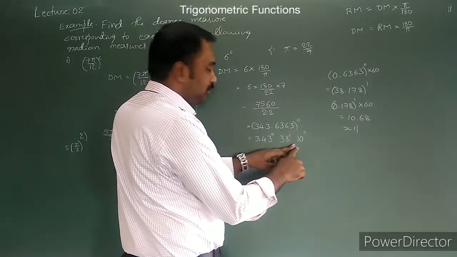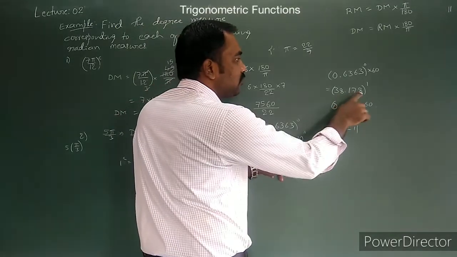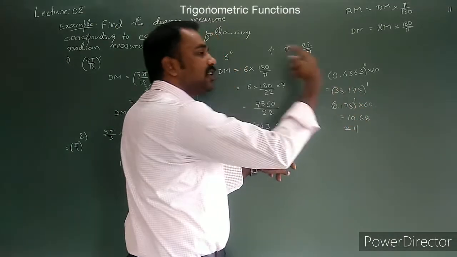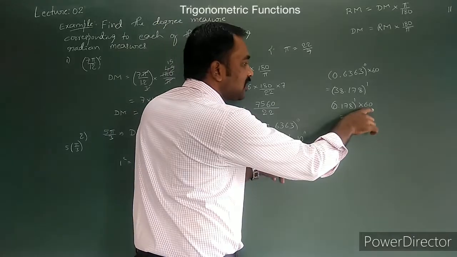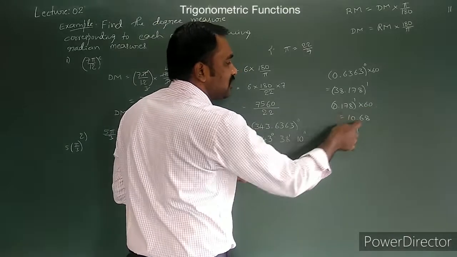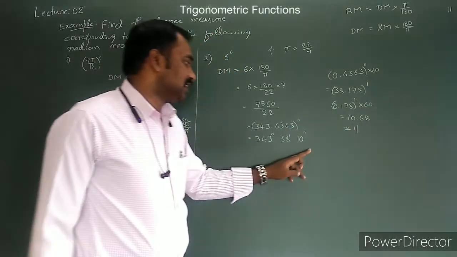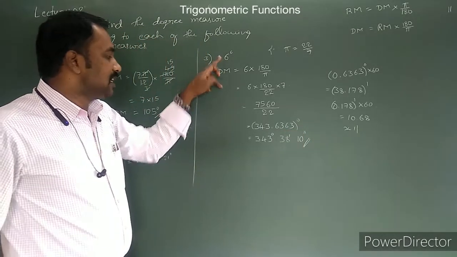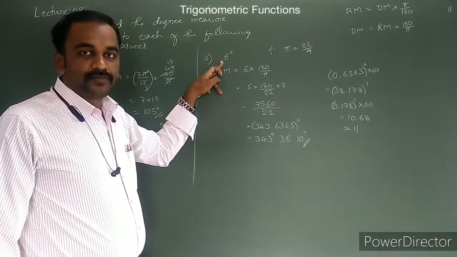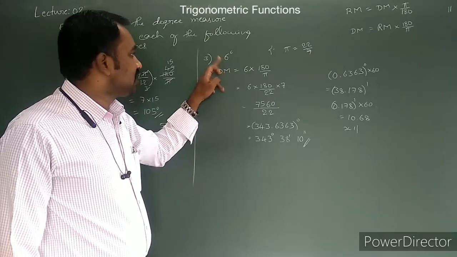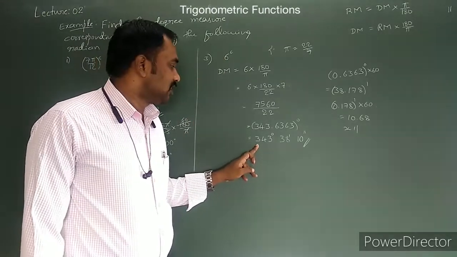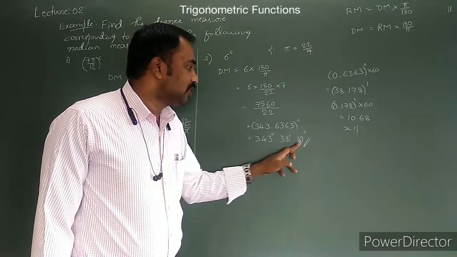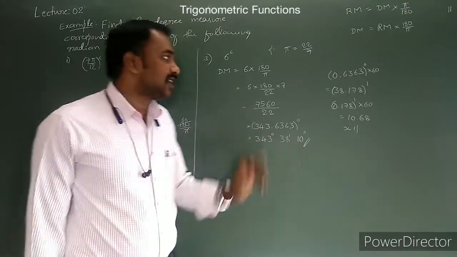So 38 minute. Again the decimal value 0.178 is in minutes. Convert into second. How do you convert into a second? Multiply by 60. That will get 10.68. So here this is the required degree measure of the 6 radian. 6 radian is equal to how many degrees? 343 degree, 38 minutes and 10 seconds.